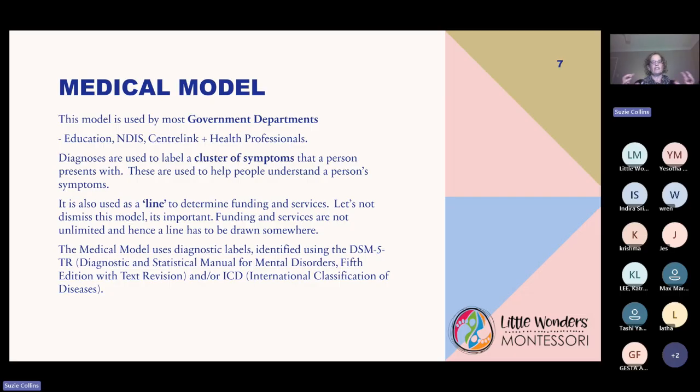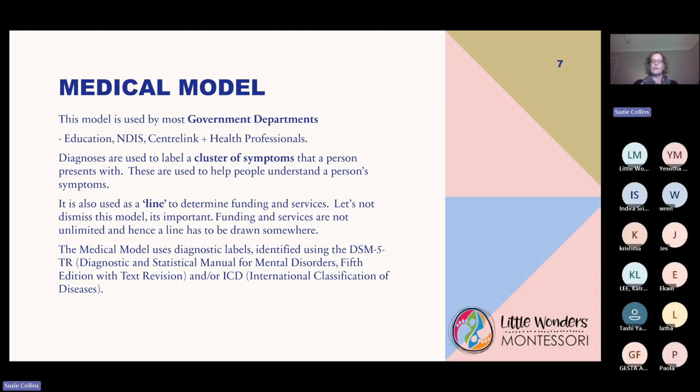Diagnoses are not only used to describe those symptoms and help us understand how a person might be presenting, but they're also used as a line to determine some funding and services that they need to have. And that's really important because we know funding and services are not unlimited buckets that can be used, so we have to draw a line somewhere. So these departments decided that if somebody meets the criteria of a particular diagnosis, then perhaps they can be eligible for our service or our funding that we can provide.